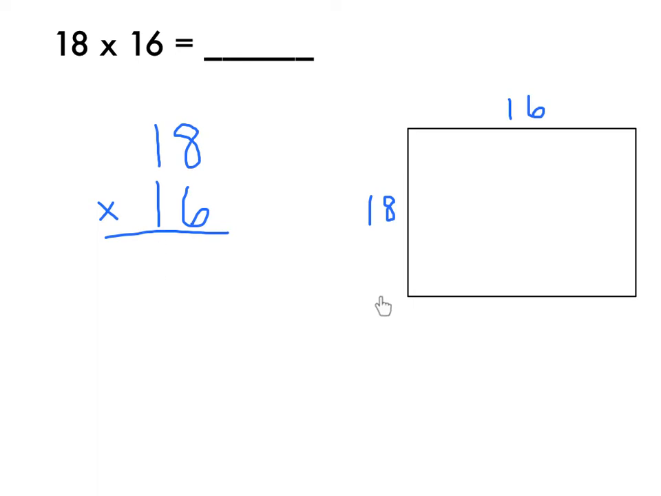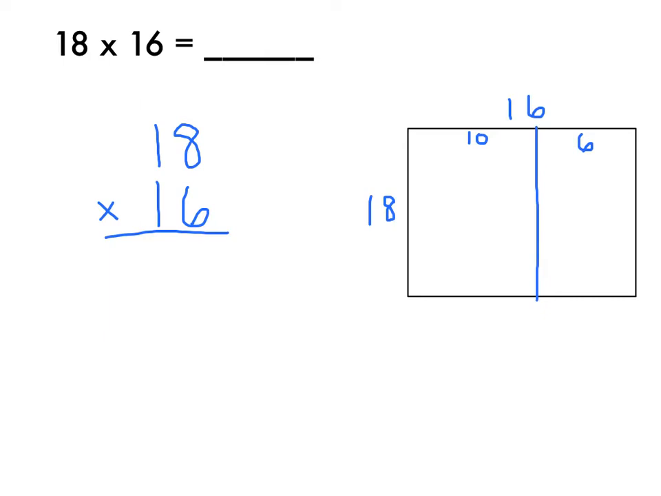As we go about this problem, I'm going to show you how it matches to an array so you can understand what it is that we're actually doing. So now when we're doing the traditional algorithm, we're going to be breaking this apart. We keep the 18 and break apart the 16 into 10 and 6. I'm creating two simpler problems: solving 18 times 6 and 18 times 10. Those are the two steps that we're going to be doing.